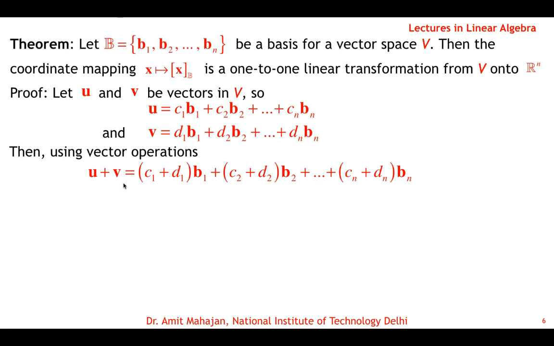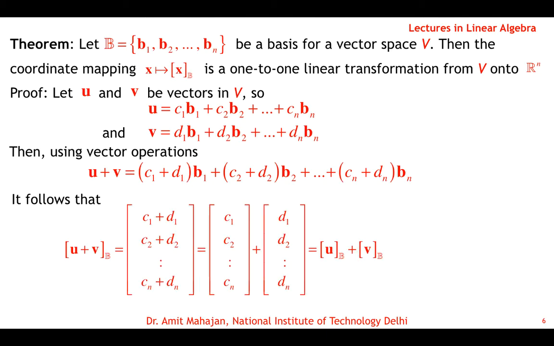And so what is the b coordinates of u plus v? Okay, if we write u plus v as a linear combination of bases, then the b coordinates of u plus v are the weights, which are c1 plus d1, c2 plus d2, and so on, cn plus dn, in a column vector. So we can easily write that the b coordinate of u plus v are the weights here. Okay, so it's a column vector of c1 plus d1, c2 plus d2 and cn plus dn.